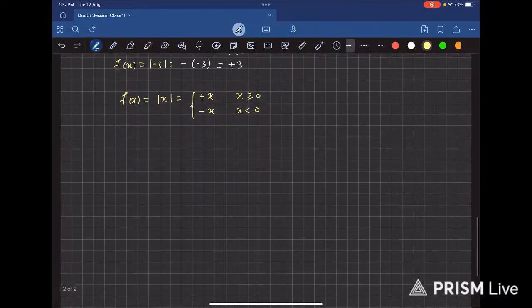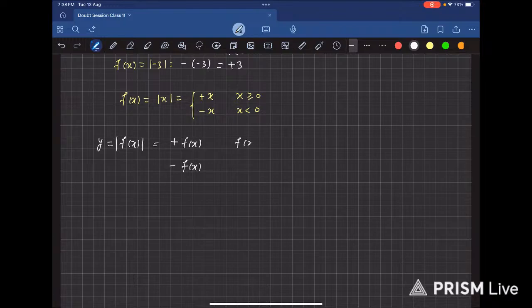Now see, students, if we have a function f(x), let us keep y equal to mod f(x). Then this function will either be plus f(x) or minus f(x). If f(x) is positive, and here f(x) is negative, so this value equals plus f(x) if f(x) is more than or equal to 0, and minus f(x) if f(x) is less than 0.